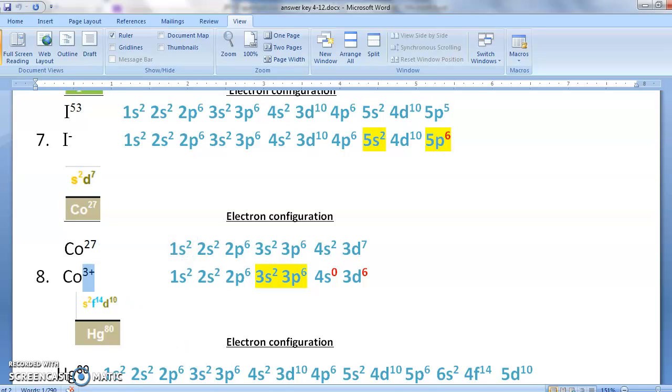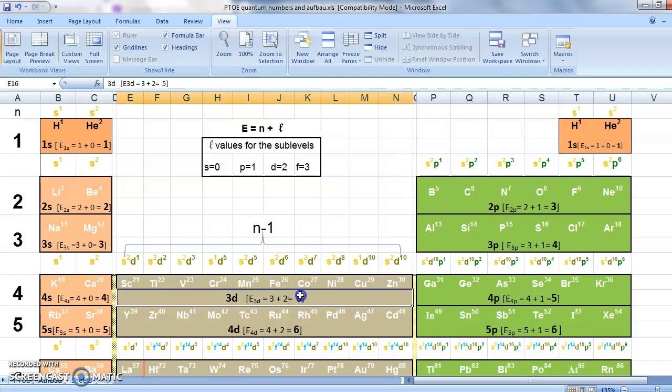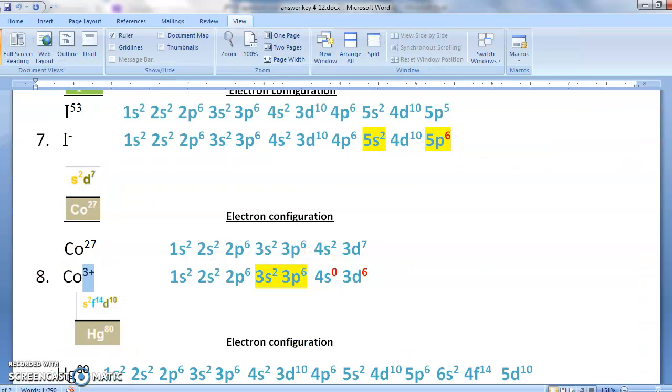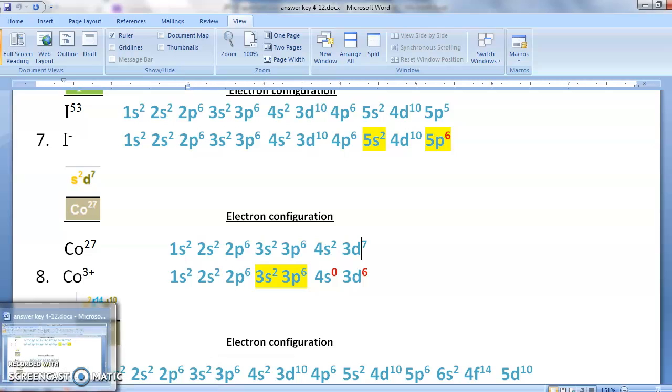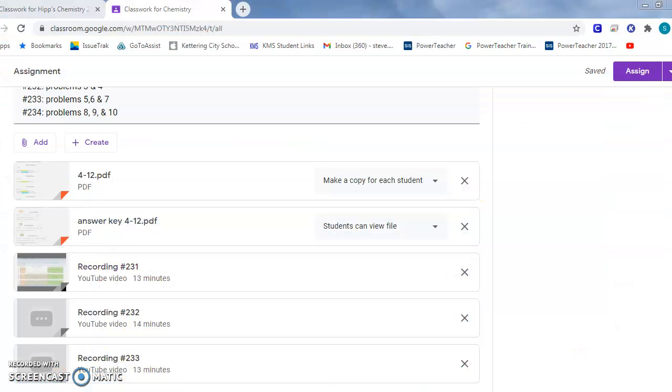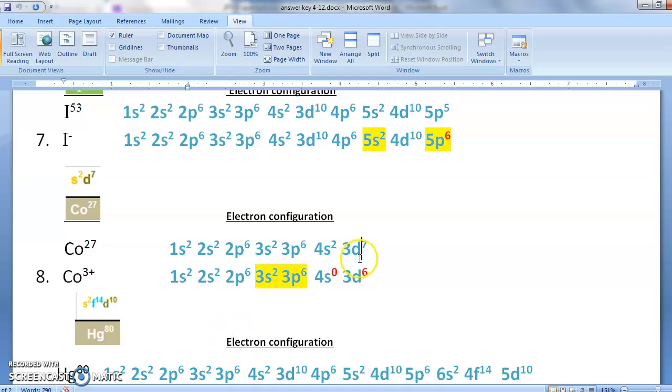So let's find cobalt on the periodic table of elements, especially this one right here. Cobalt's number 27. Above cobalt, we have an S2D7. So that tells us right away that this should end in an S2D7 when we do the cobalt atom. What D7? Well, it looks like it's in the 3D, so it should be 3D7. What S? It's on the row of the 4S, so it should be 4S2, 3D7.